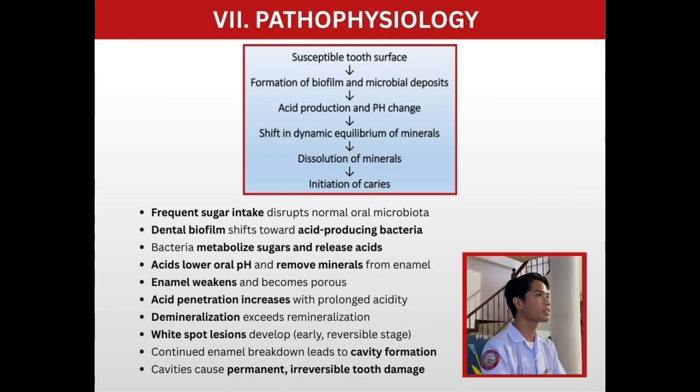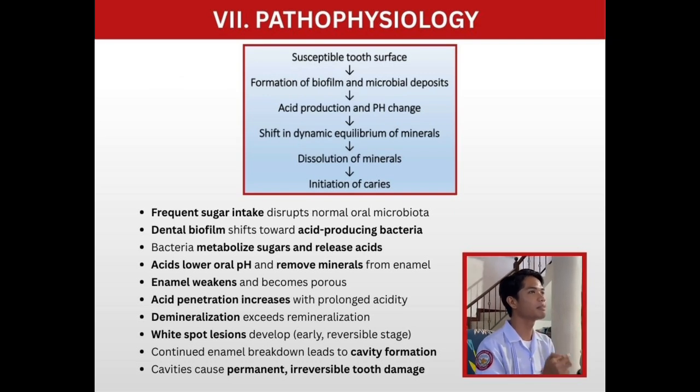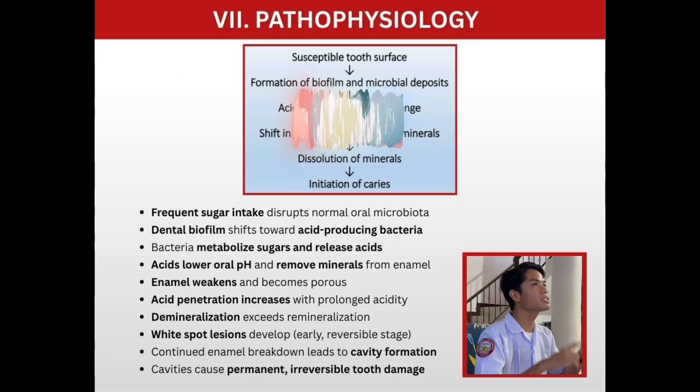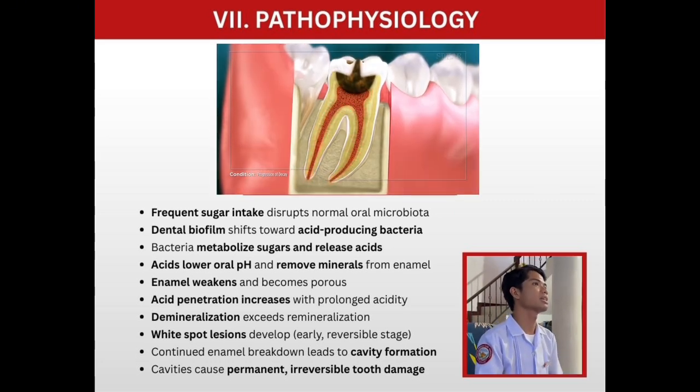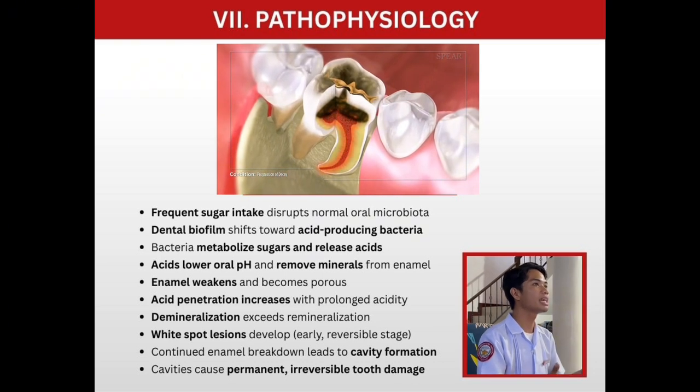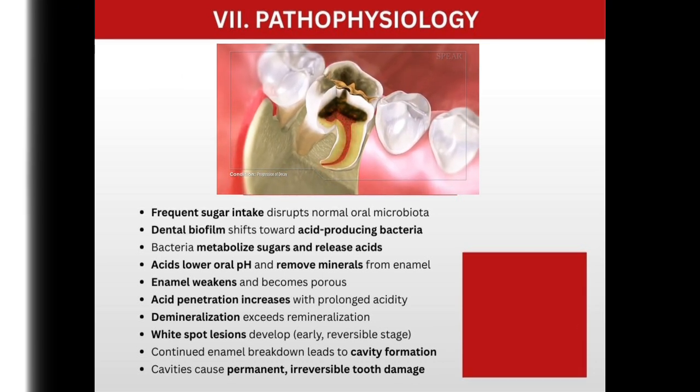Finally, we have the pathophysiology. Dental caries occur when frequent sugar intake promotes acid-producing bacteria that lowers the pH of the dental biofilm. Now, these acids remove minerals from enamel faster than saliva and fluoride can repair it, first causing a white spot lesion and eventually an irreversible cavity.